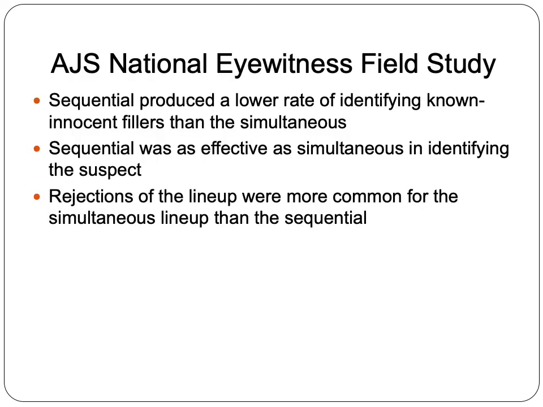The AJS National Eyewitness Field Study showed that sequential lineups produced a lower rate of identifying known innocent fillers than simultaneous lineups. Sequential was as effective as simultaneous lineups in identifying the suspect, and rejections of the lineup were more common for the simultaneous lineup than for the sequential, which meant that more likely than not with simultaneous lineups, we're saying throw out the whole lineup even if the suspect was present, versus sequential.